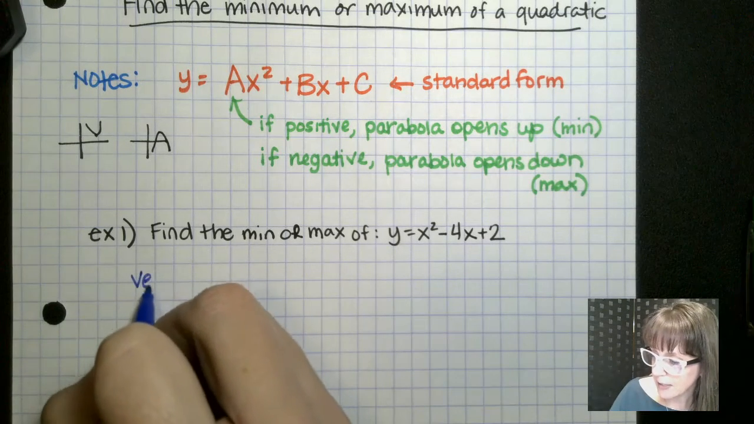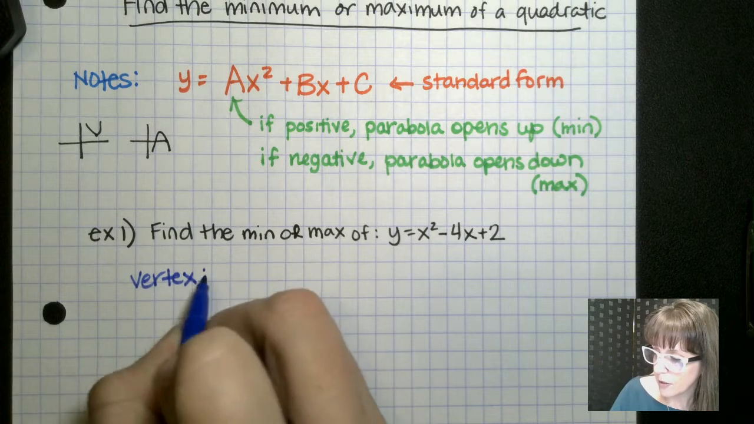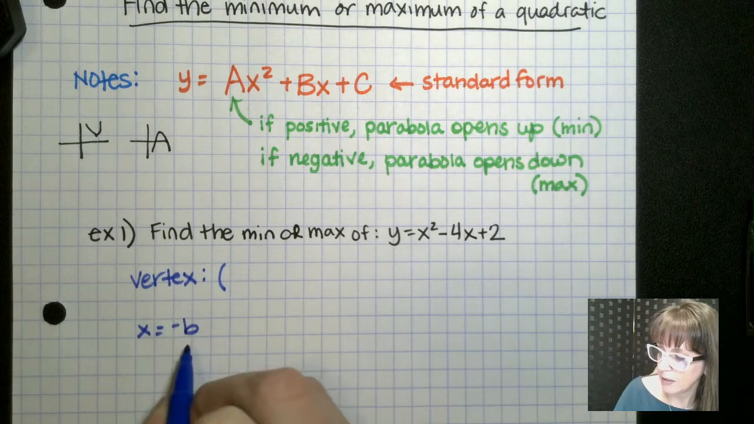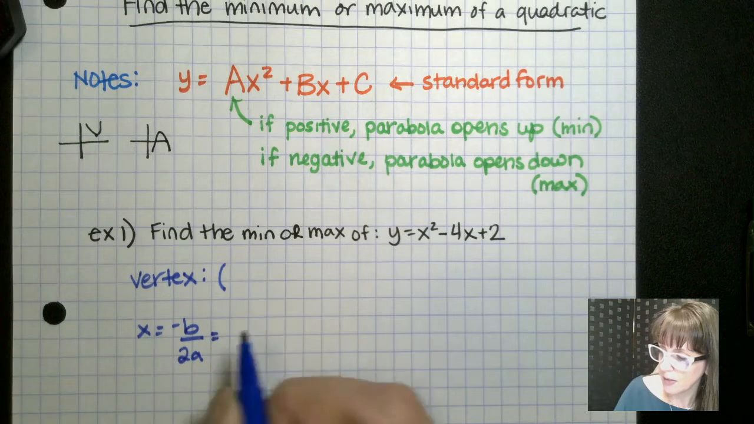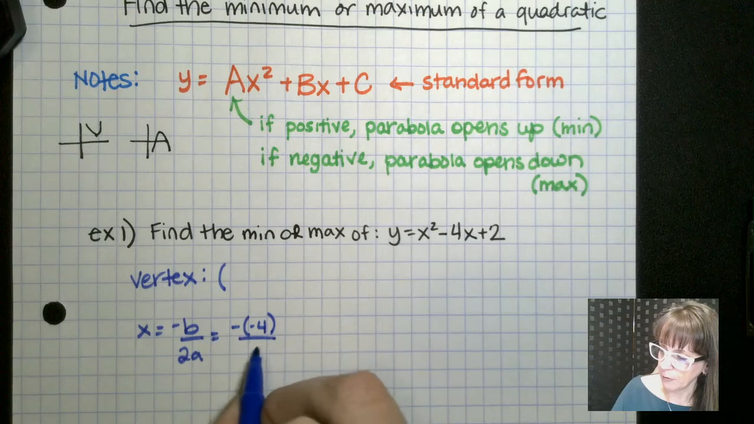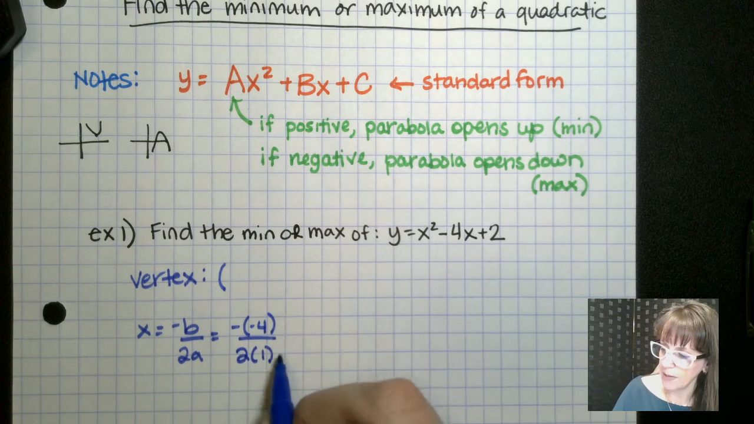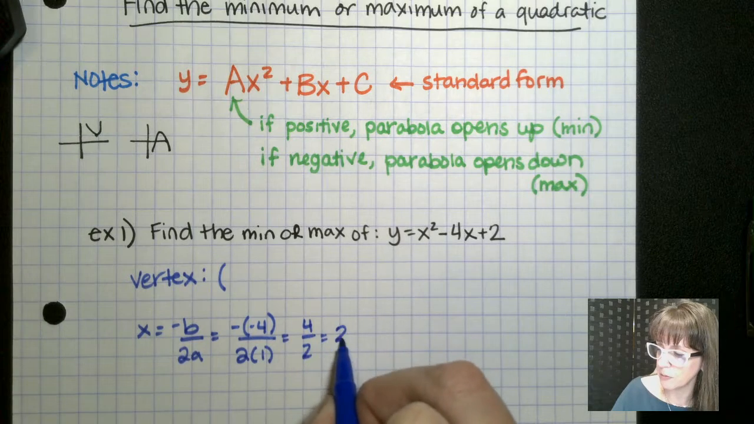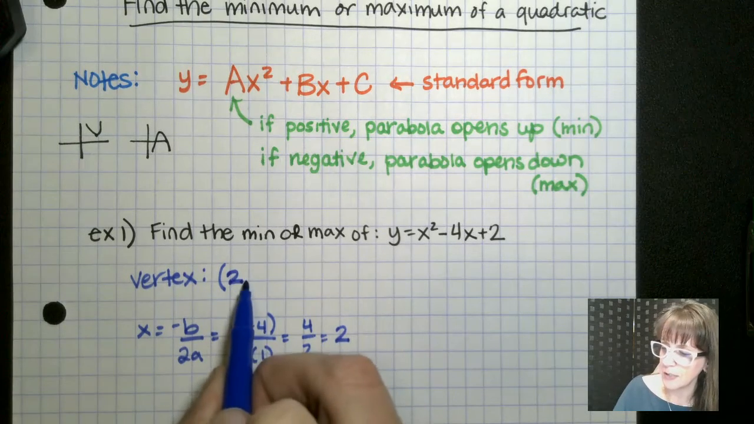To find our vertex, we are going to start by saying x equals negative b over 2a. Now our b is negative 4, so negative 4 over 2 times our a, which is 1. So what I have here is 4 over 2, which just equals 2. So the first part of my vertex is 2.